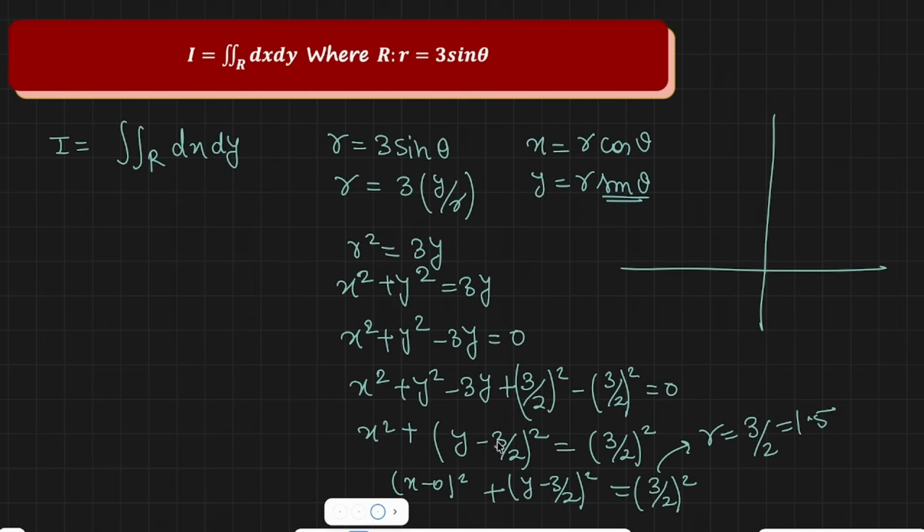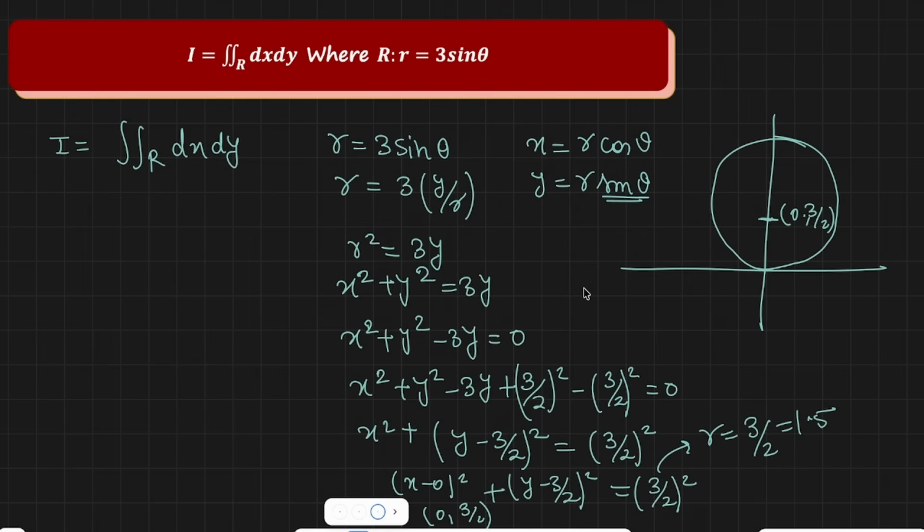So basically, the center is at 0 comma 3 by 2, and this is your circle. It is not a perfect circle in the drawing anyway, so you can consider it. See, this is your circle.